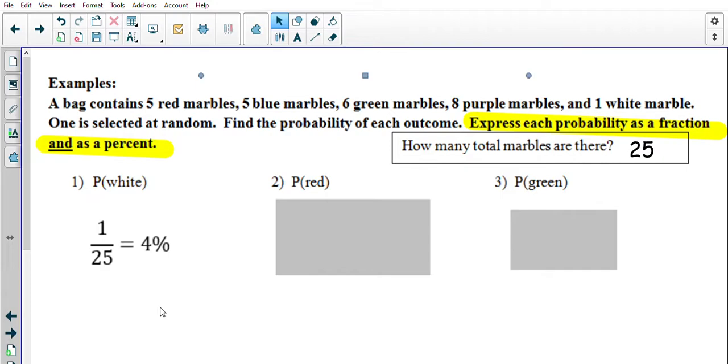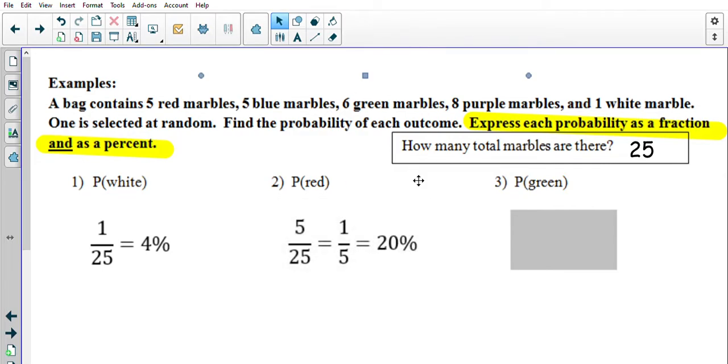Number 2, we want to find the probability of selecting a red marble. Well, in our directions, we see that we have 5 red marbles out of the 25 total. So that probability is going to be 5 out of 25. We can plug that into our calculators and hit equal. It should reduce it to 1/5, or divide top and bottom by 5. 1/5 is equal to 20%. And again, I could multiply 5 by 4 to get 20 out of the 100, which is 20%. It's nice when we have denominators like 10, 20, 25, 50. Those are easy to change to percents.